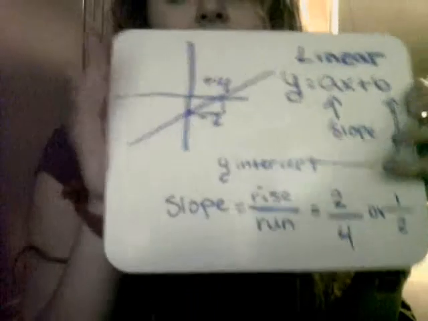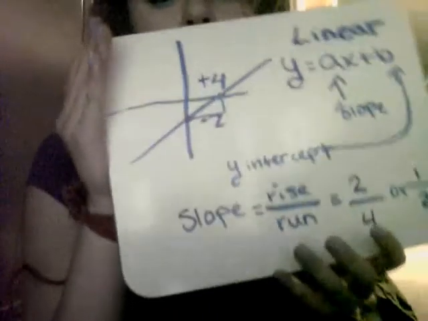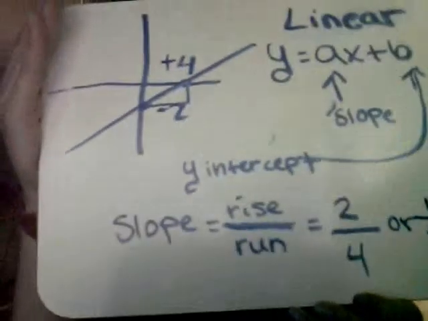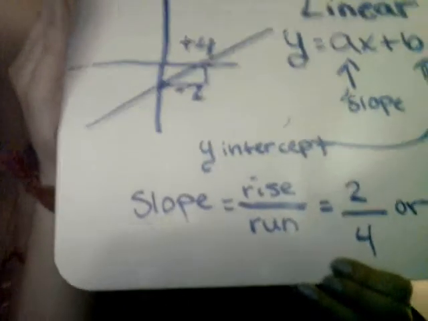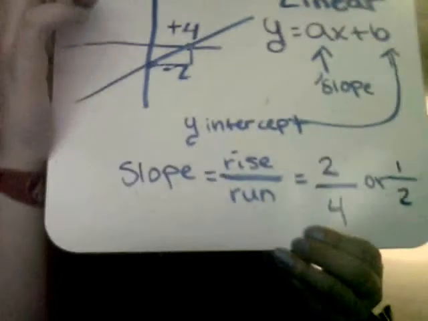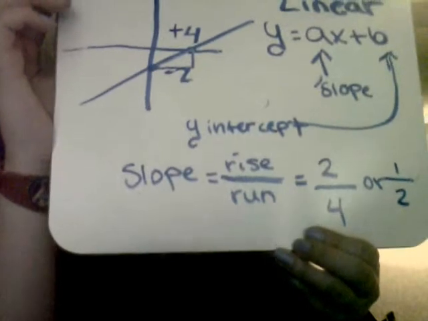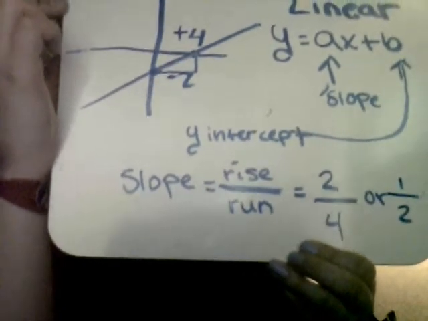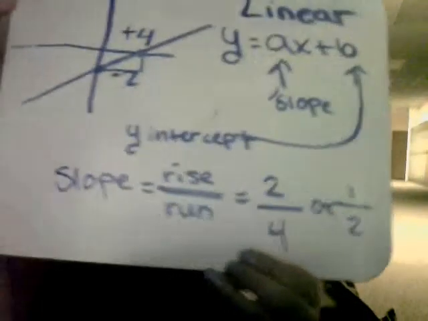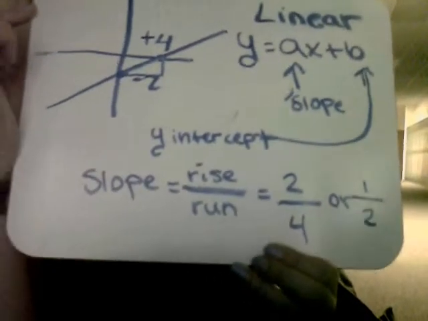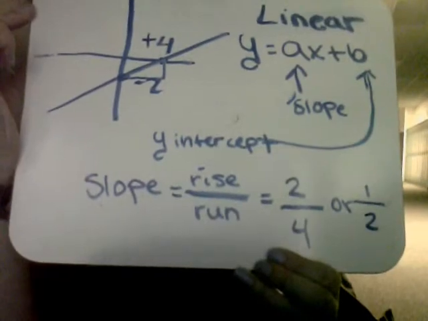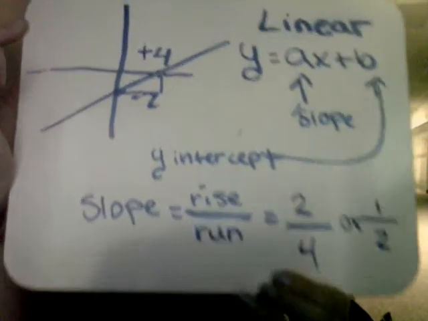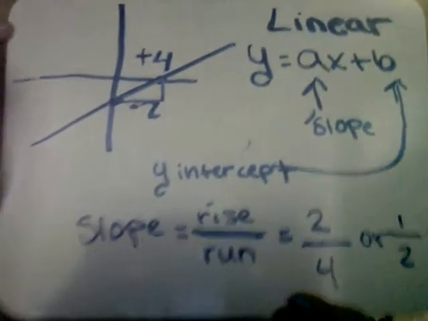To get the slope you do rise over run, so we did 2 over 4, because it rises up 2 and goes 4 over on the x-axis. So really the slope is 1/2. So the equation would be 1/2 x plus negative 2.